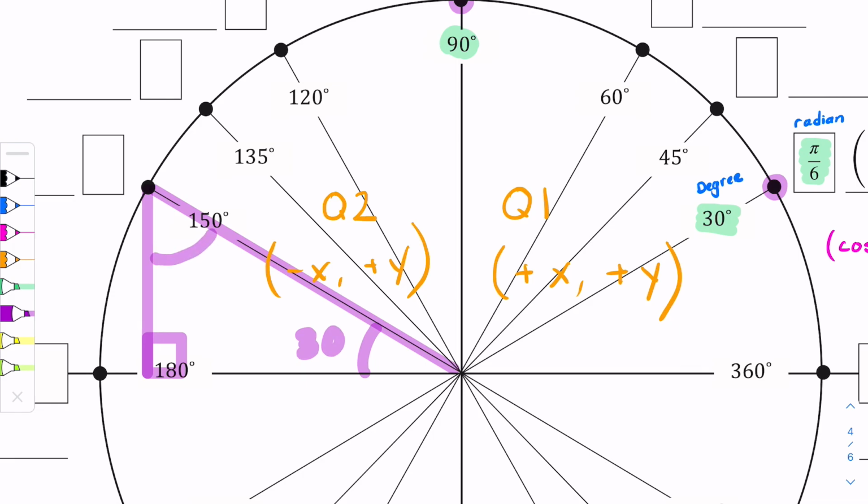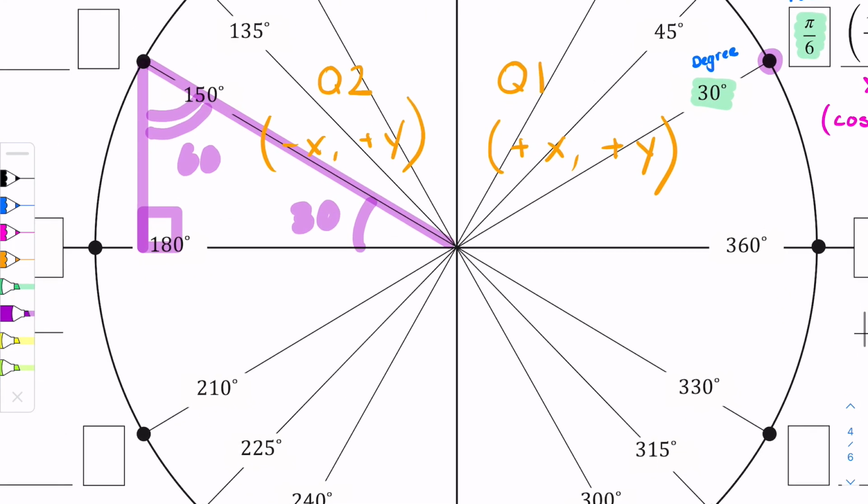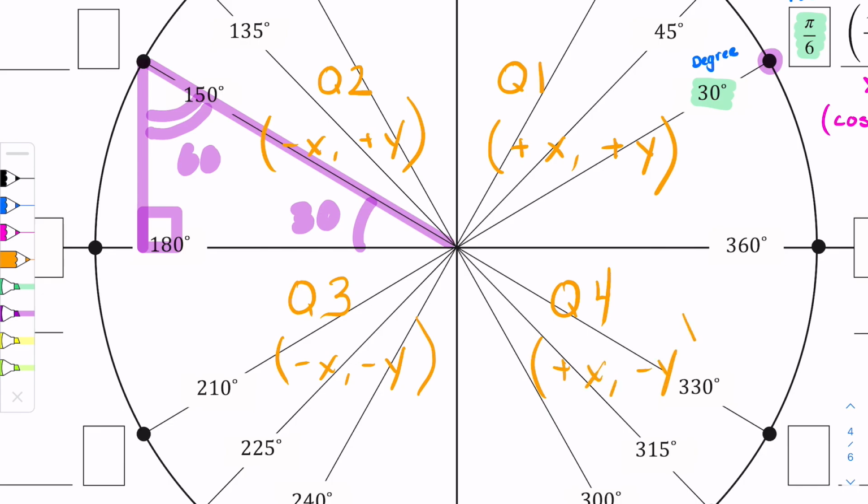What's left? 60 degrees. So I just formed a 30, 60, 90 triangle at 150, which you can all solve for, and that will give you your cosine and sine value. And you need to do this for the rest of them on the unit circle. So I'll come back to that, but while I'm talking, we're going to talk about quadrant 3, negative x, negative y. And lastly, quadrant 4, positive x value, negative y value.